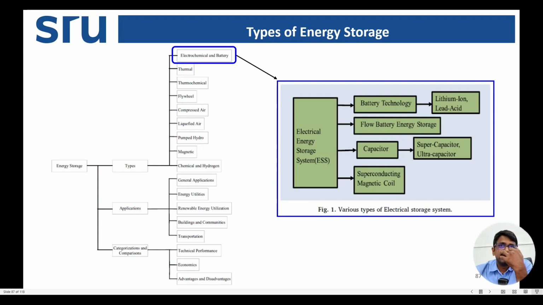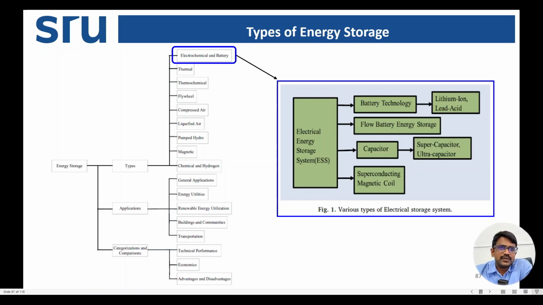Here also you can see types of energy storages. So this is the basic energy storage types, applications, categorization and comparisons. Okay, so out of the different types of energy storages, we can store energy as electrochemical energy, thermal energy, thermochemical energy, flywheel technology, compressed air technology, liquefied air. We can store energy in all these forms: magnetic energy, pumped hydro, liquefied air, compressed air.